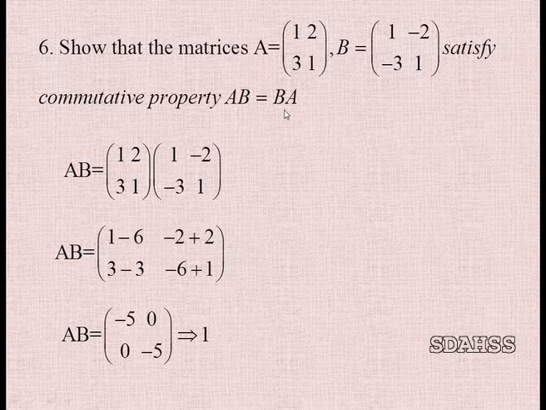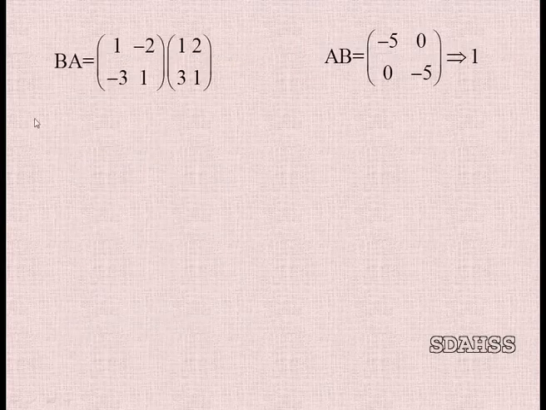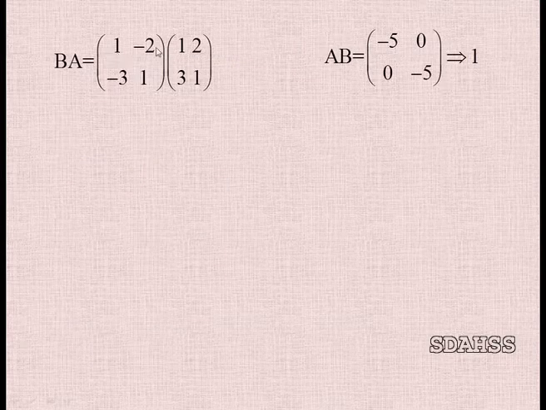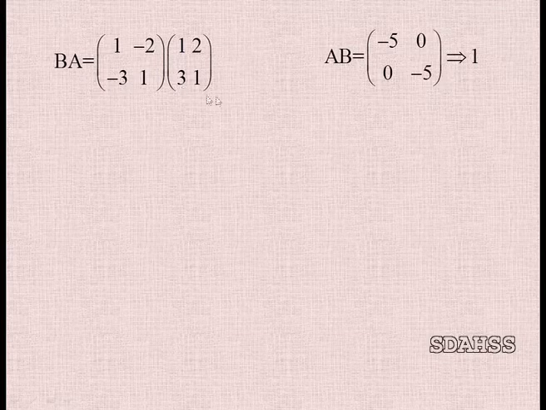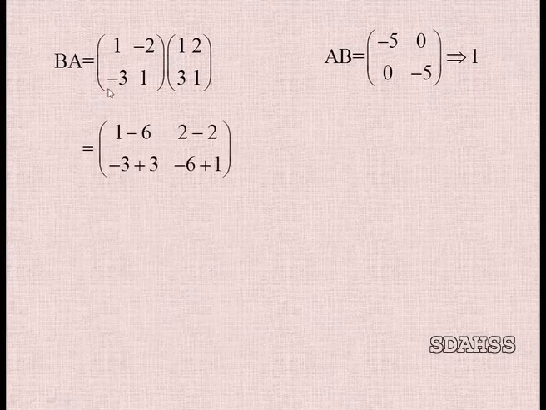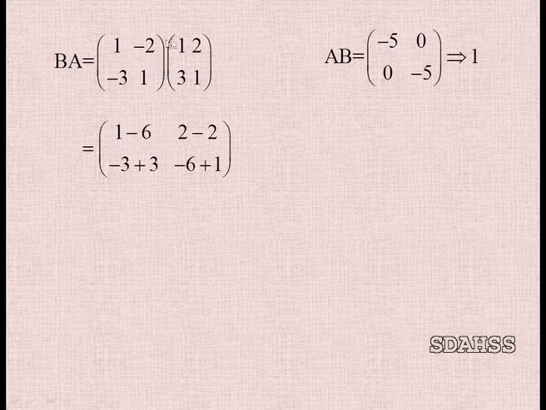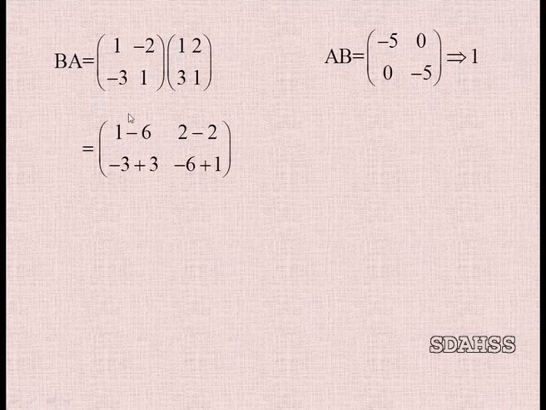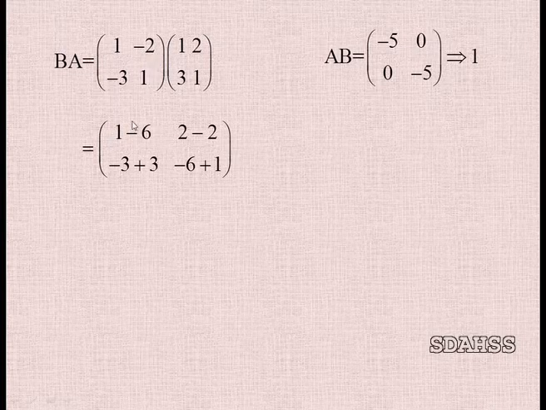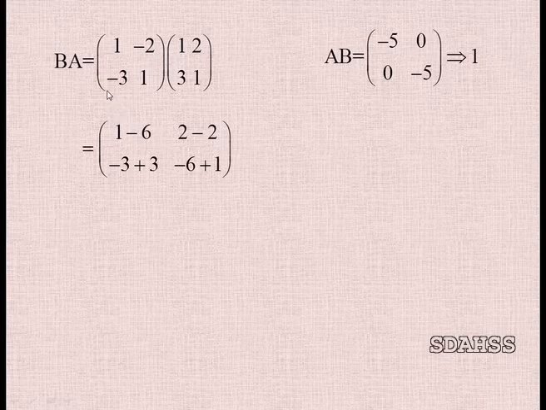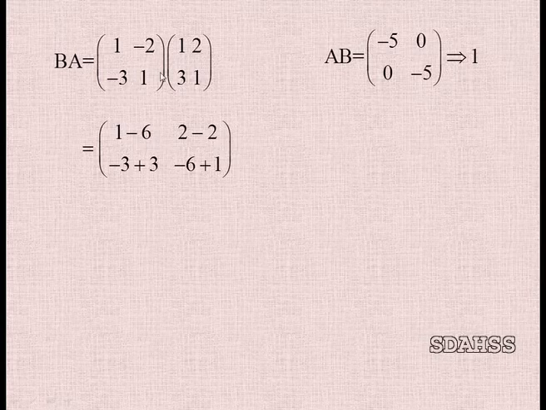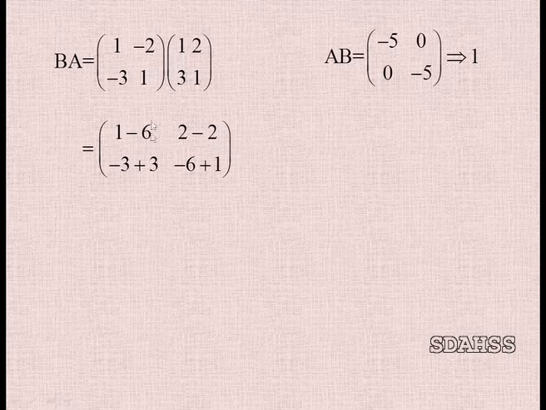Then you find BA. Here B matrix is 1, minus 2, minus 3, 1. A is 1, 2, 3, 1. Then find the product. First row, first column. So 1 into 1, 1, minus 2 into 3, minus 6. Multiply second row and first column. So you have minus 3 into 1, minus 3, 1 into 3, 3.